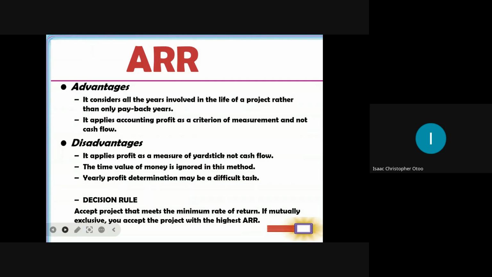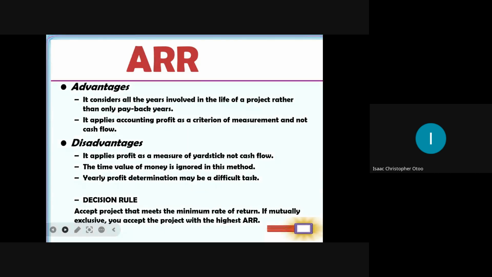So let's see the disadvantages of it. It applies profit as a measure and not cash flow, which at times is going to be a problem. The time value of money is also ignored in this method. The yearly profit determination may be a difficult task because even if it is given to you in bulk and you are asked to find an average year, they will give you the profit, and you deduct the year's depreciation and taxes from that. So it means that here the profit and taxes are amortized.